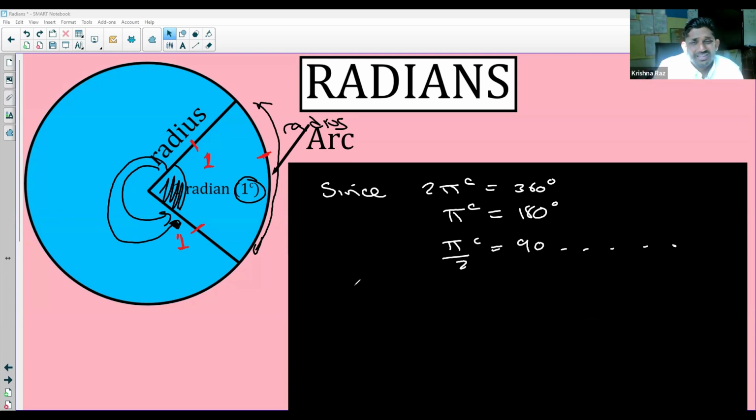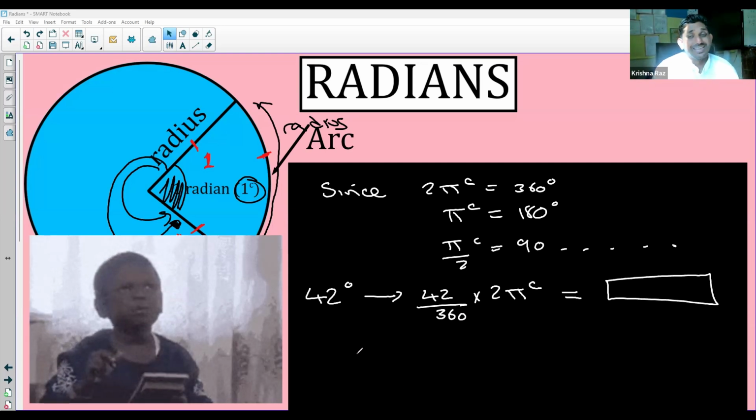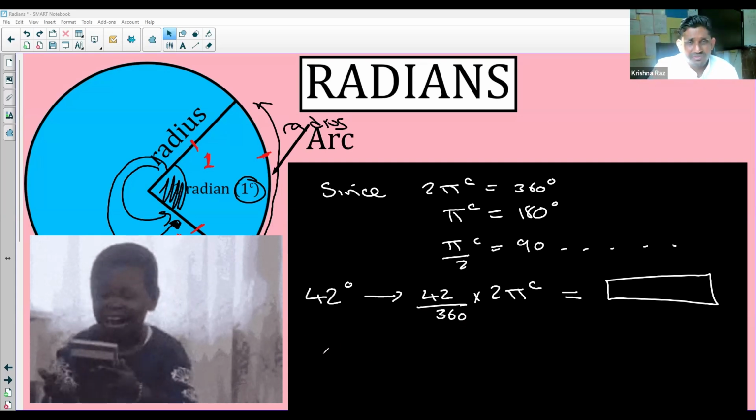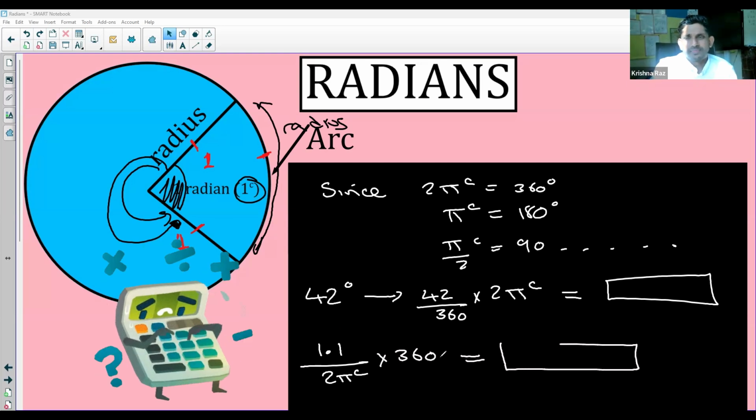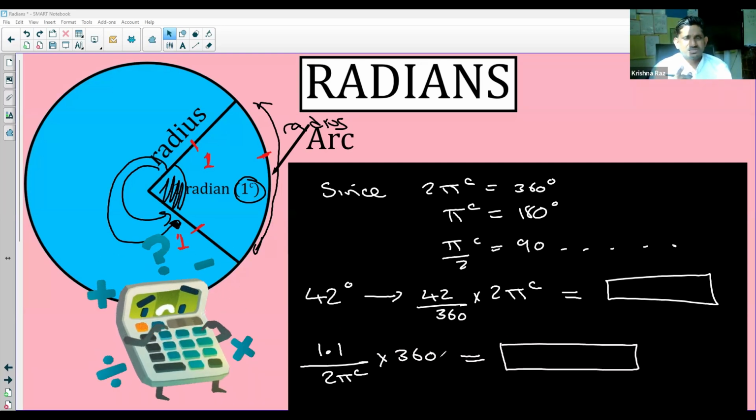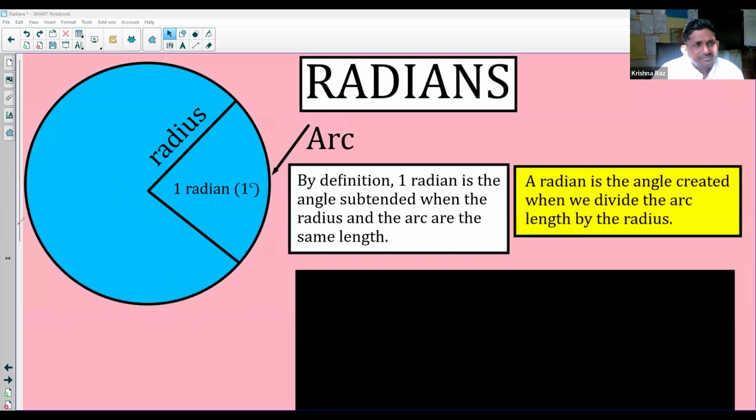So if we wanted to convert 42 degrees into radians, we would do 42 over 360 to see what proportion of a full circle it is, then times that by 2 pi. If we wanted to convert radians into degrees, we'd do the same thing. So say we had 1.1 radians, we'd see what proportion of a full circle that is, and then multiply it by 360. Make sense? Excellent.